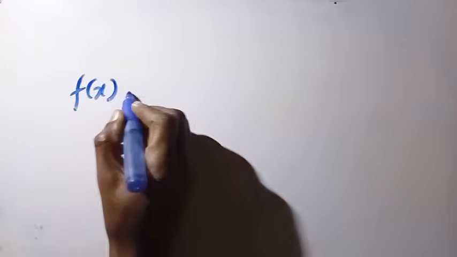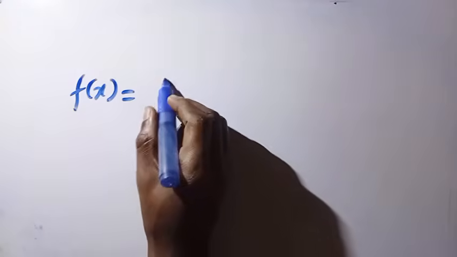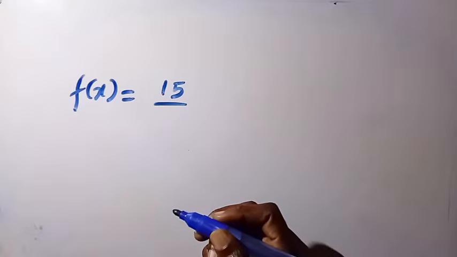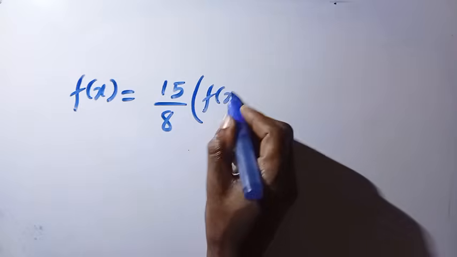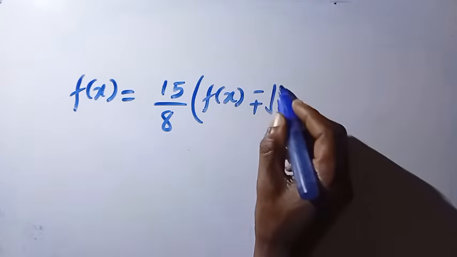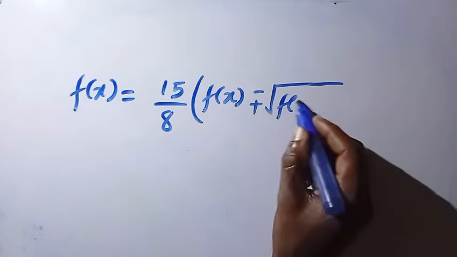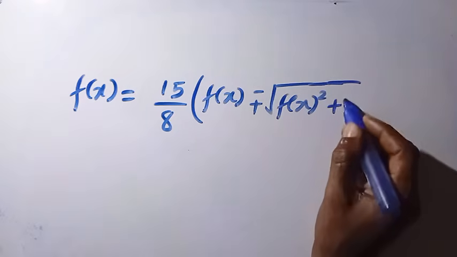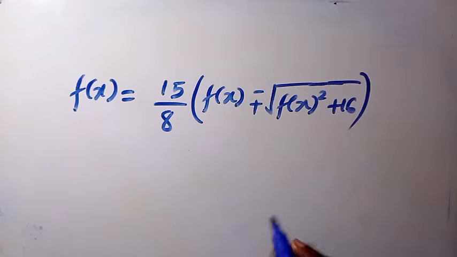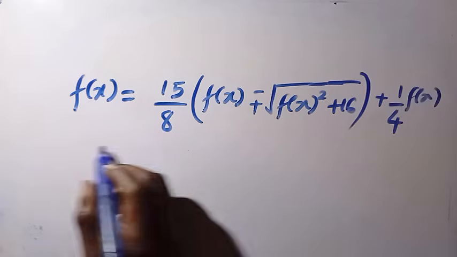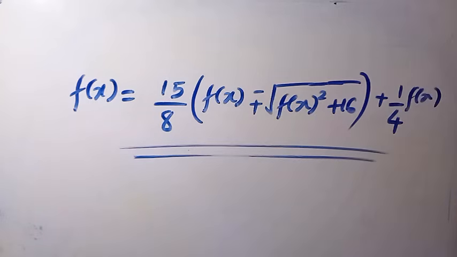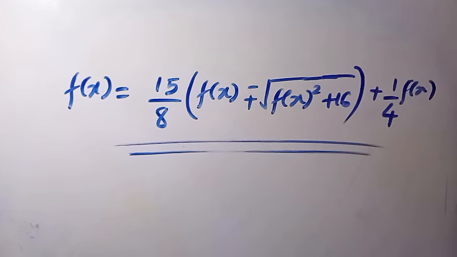So the final answer becomes f of 4x equals 15 divided by, we are going to have 4 times 2, that is 8, into bracket of f of x plus or minus the square root of f of x squared plus 16, then plus 1 divided by 4 f of x. So this is what we get for the solution. Thanks for watching, and everything has been expressed in terms of f of x.